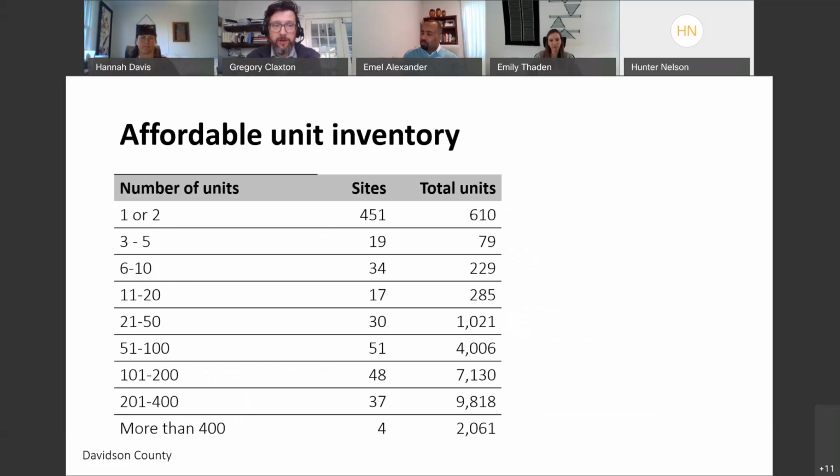We break it down by the number of units at each site. So you see a lot of sites that have 1 or 2 units, but it accounts for a very small number of units total, 610. And then you can see as you get to larger buildings, they account for a larger and larger share of the number of units in the inventory right now.